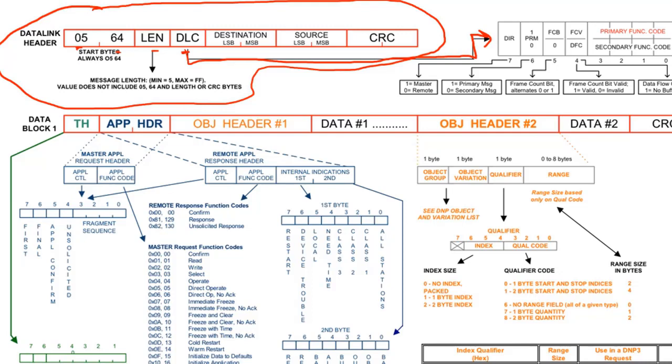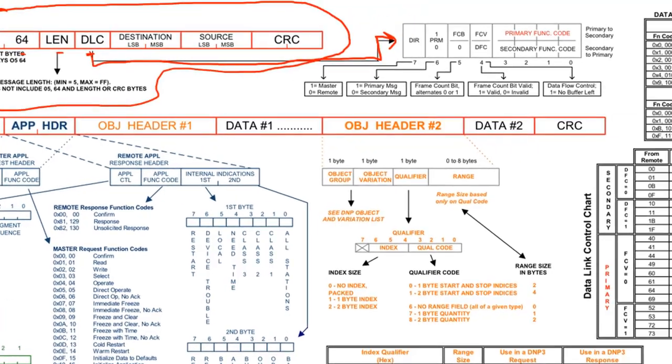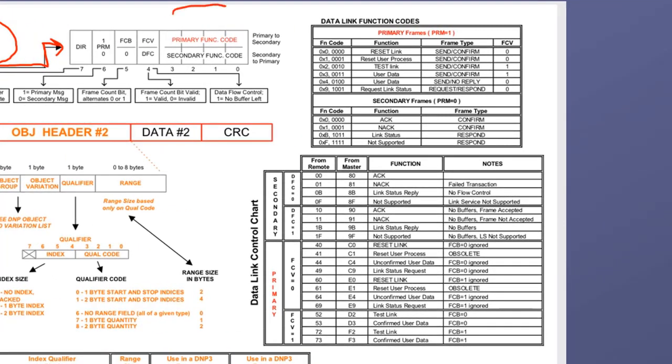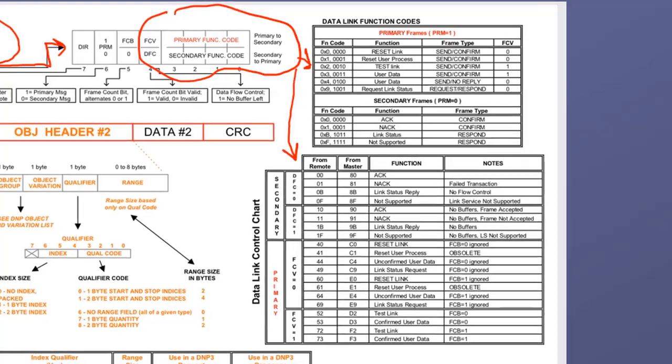Is it a primary message? Is it a secondary message? Is it from a master? Is it from a remote? Here we have our primary and secondary function codes, and we can use the table down below here to either break out the whole data link message, or if we want to just break out the primary and secondary function codes, we can look in this table. So this is the sheet we're going to use to break out the DNP3 messages.